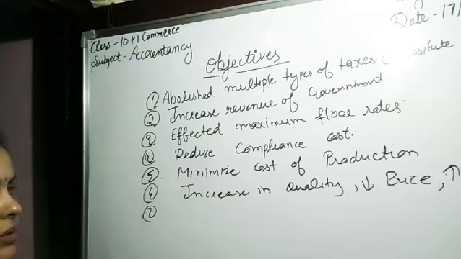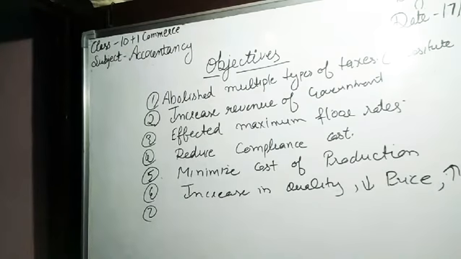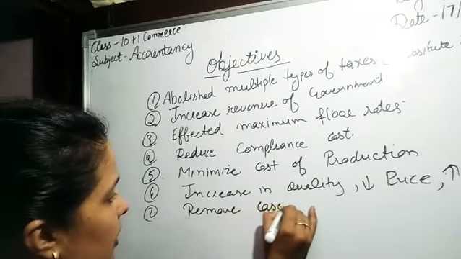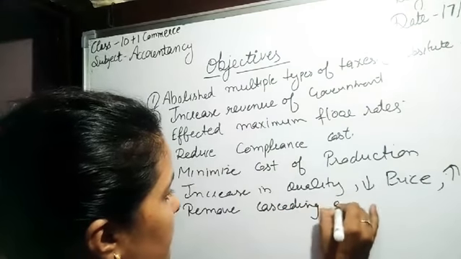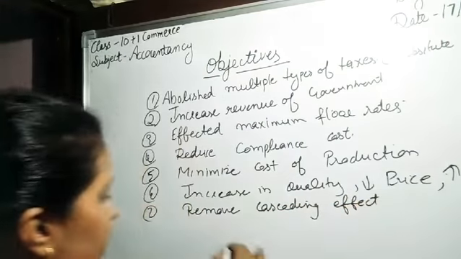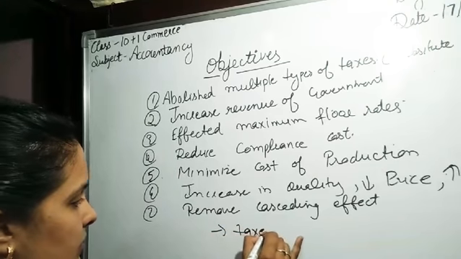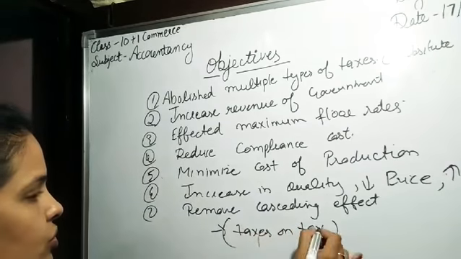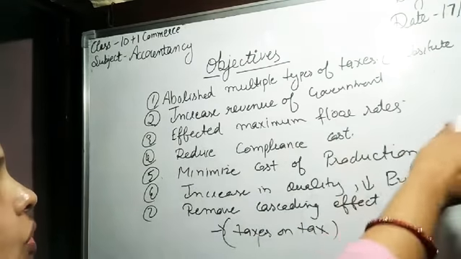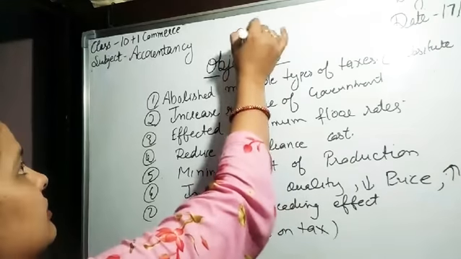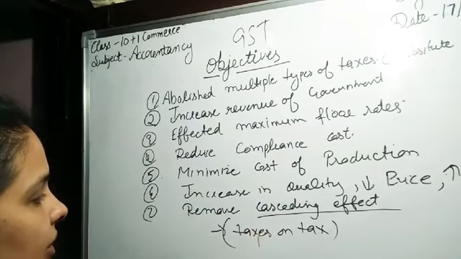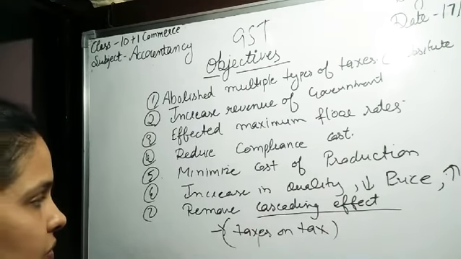The seventh is GST removes the cascading effect. Cascading effect means tax on taxes. So when the GST came, it substituted all the indirect taxes and one single tax came, that is GST, goods and services tax. So it also reduces the cascading effect, when taxes are applied on tax also.